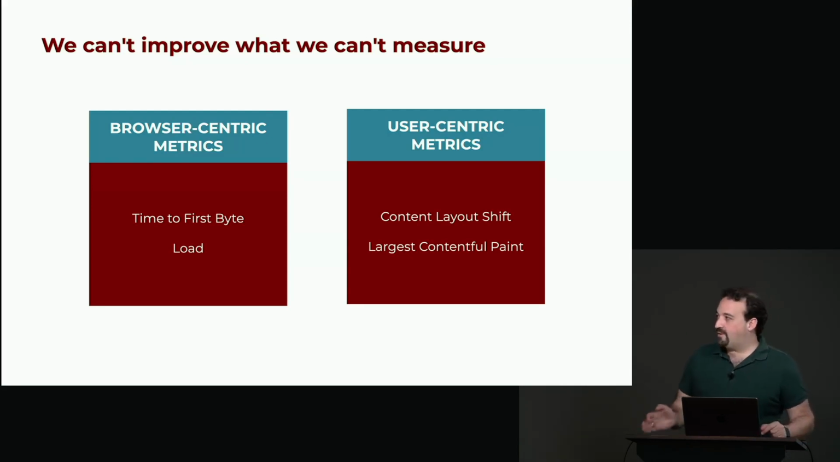And in terms of metrics, we have two kinds of metrics today: browser-centric metrics and user-centric metrics. These are just two examples of those. We will get into the details. For example, a browser-centric metric can be time to first byte or load. User-centric metrics are cumulative layout shift and largest contentful paint. We will see them. Okay? Typically, web performance was originally focusing on browser-centric metrics because it's something that the browser will tell us.